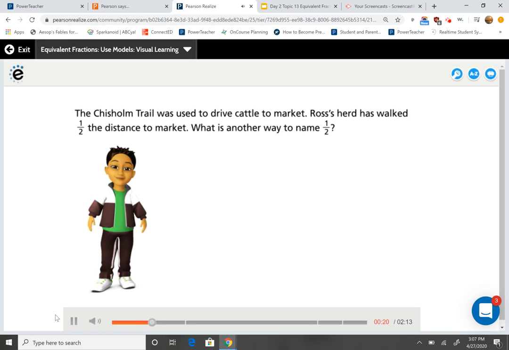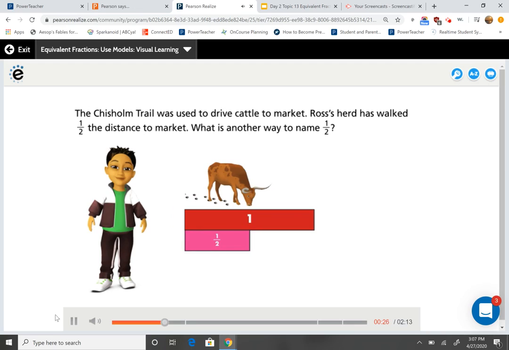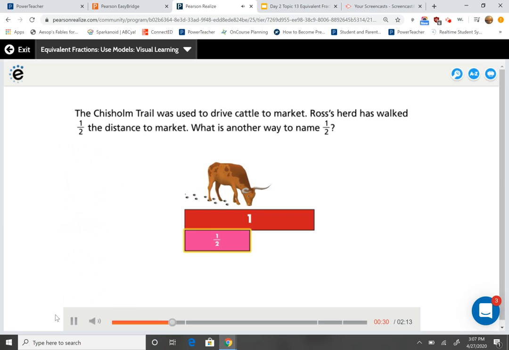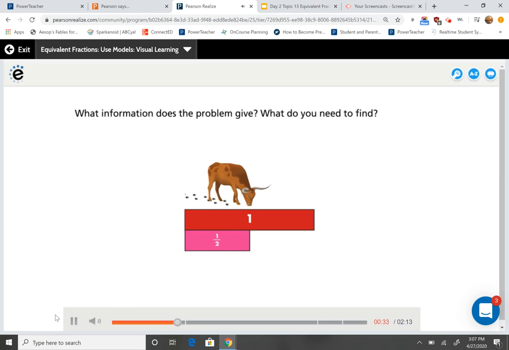The Chisholm Trail was used to drive cattle to market. Ross's herd has walked 1/2 the distance to market. What is another way to name 1/2? What information does the problem give? What do you need to find?